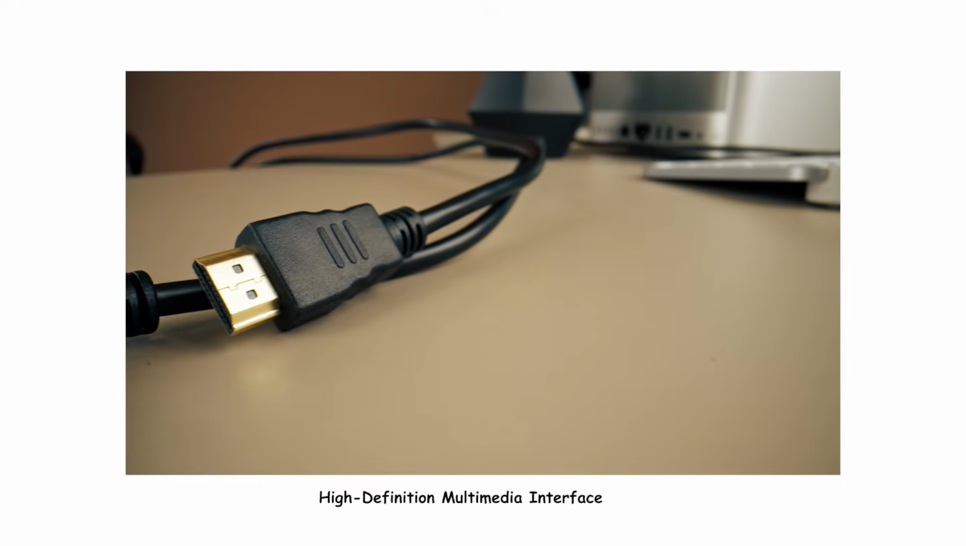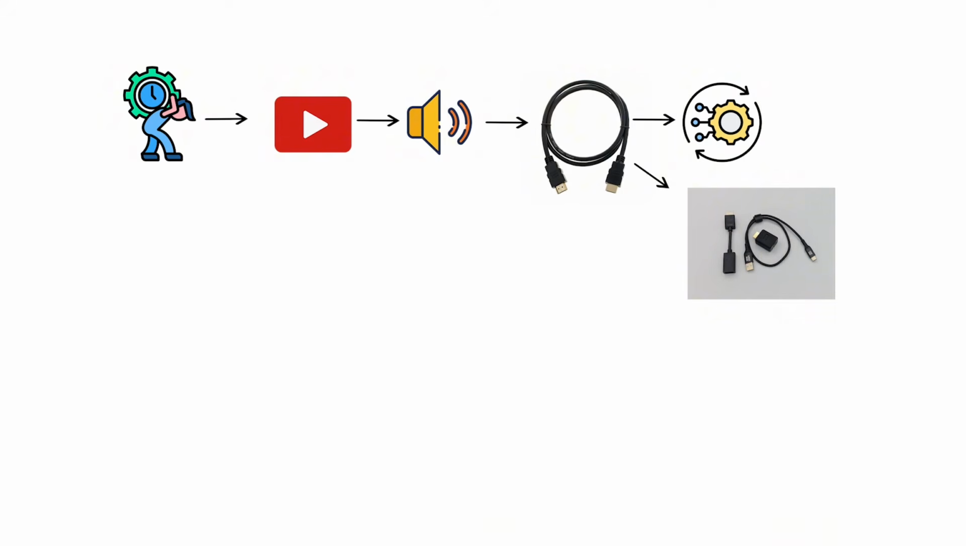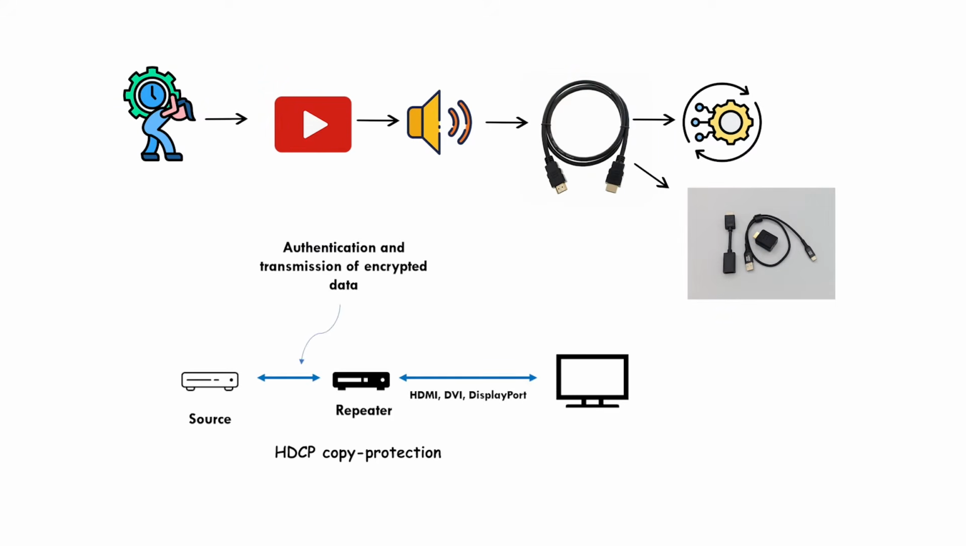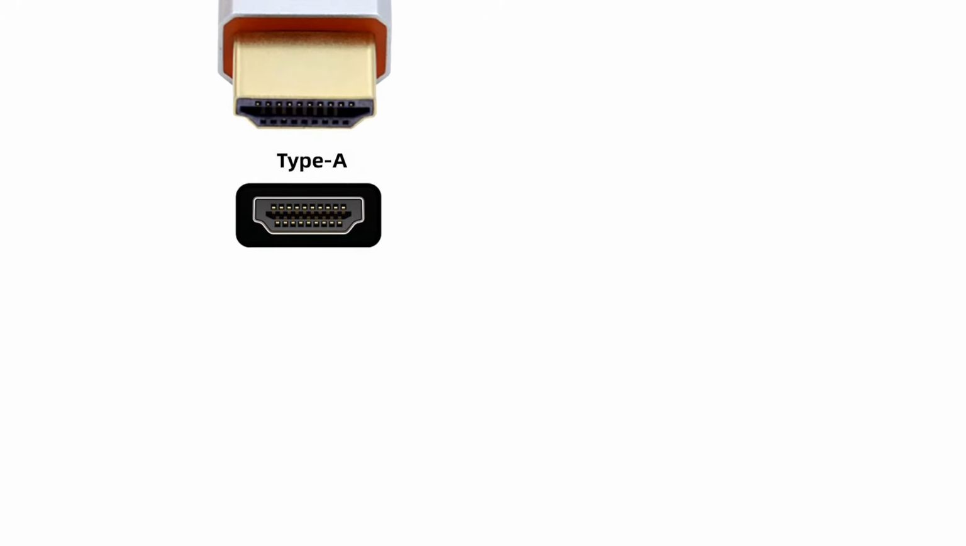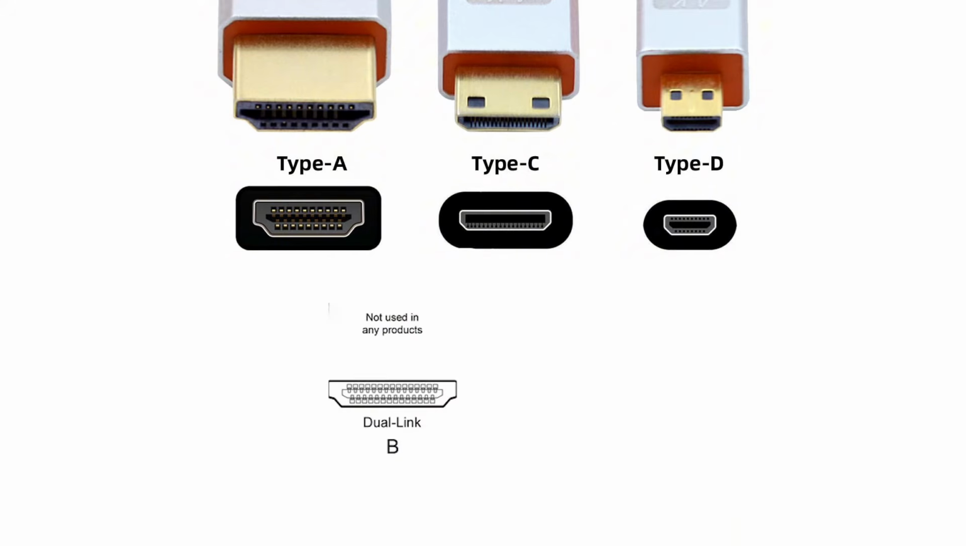HDMI, High-Definition Multimedia Interface, carries digital video and audio on one cable. It also supports CEC device-to-device control, HDCP copy protection, and an optional Ethernet over HDMI channel. Common connectors you'll see are Type A, full-size, Type C, mini, and Type D, micro. A rarely used Type B dual link was defined early on but never shipped in consumer gear. Type E is the rugged automotive version.